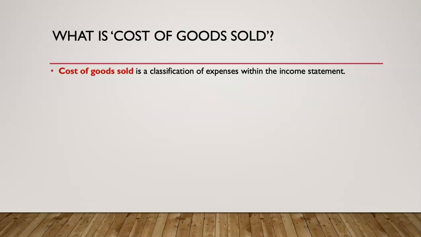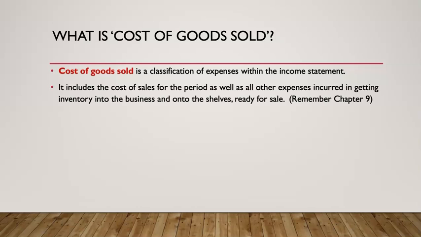Just as a reminder, what do we mean by cost of goods sold? This is an expense within the income statement. It includes the cost of sales, which we will be given. Remember, this is the cost of actually our inventory, plus any other expenses incurred to get the inventory into the business and onto the shelves ready for sale. So into the condition and location ready for sale. Remember chapter 9. What could this include? Costs of goods sold could include cost of sales, but then it could include any of these things.